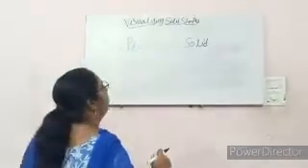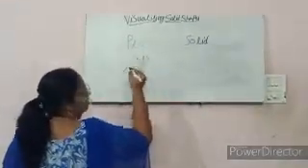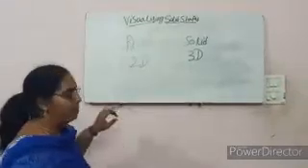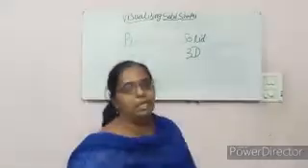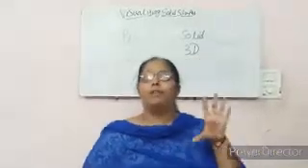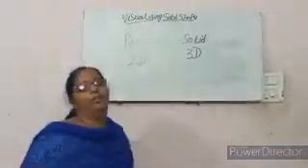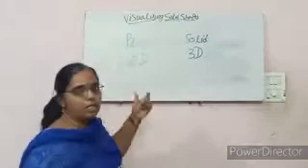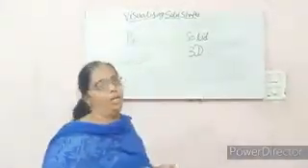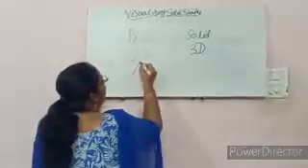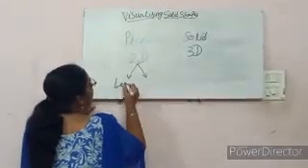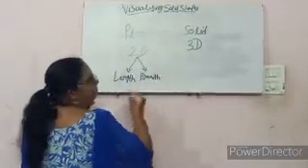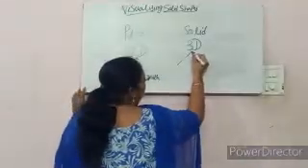So all plane figures are two-dimensional figures and all solid figures are called three-dimensional figures. You will say them as 2D and 3D. D is nothing but dimensional. Now, what is the main difference between a plane figure and a solid figure? All plane figures will have only two dimensions, that is length and breadth. But in a solid figure you will have three dimensions.